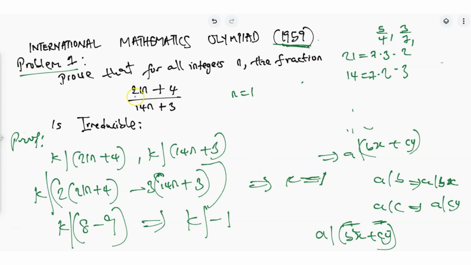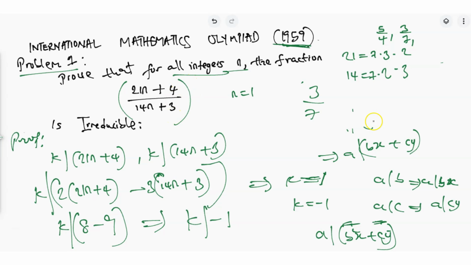So in this case, for these two numbers, 21n plus 4 and 14n plus 3, the only numbers that can divide the numerator and the denominator are k equals 1 or k equals -1. But that means that they don't have a common factor, because for example with 3/7, the only number that can divide both of them is just 1 or maybe -1. So they don't have a common factor. That is what it means. So now we have proved that for all values of n, this fraction cannot be reduced further. This is what we have proved.